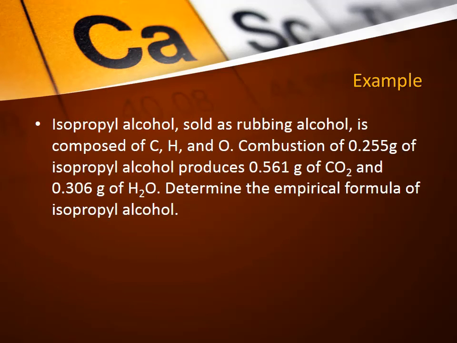Isopropyl alcohol, commonly sold as rubbing alcohol, is composed of C, H, and O. Notice we have the O this time. Combustion of that many grams produces that many grams of CO2, that many grams of H2O. Determine the empirical formula. Now, hopefully you're thinking, well, wait a second. Well, actually, hopefully you're not thinking this, but you might be thinking, wait a second. We combusted about a quarter of a gram, and we got more than half a gram. We got almost a full gram of other stuff. Keep in mind you're adding oxygen to this, so don't let that freak you out too much.